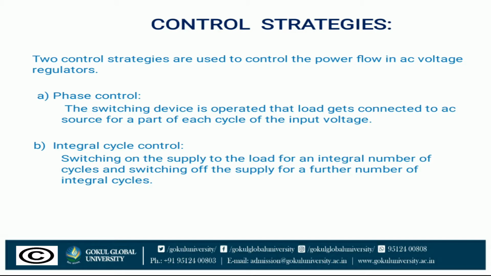Now in integral cycle control, what happens? The supply to the load is switched on for an integral number of cycles. Suppose for n number of cycles we turn on the switch, and for a certain m number of cycles we keep it off. Again for n number of cycles we turn it on. So the supply to the load is switched on for an integral number of cycles and switched off for a further number of integral cycles.